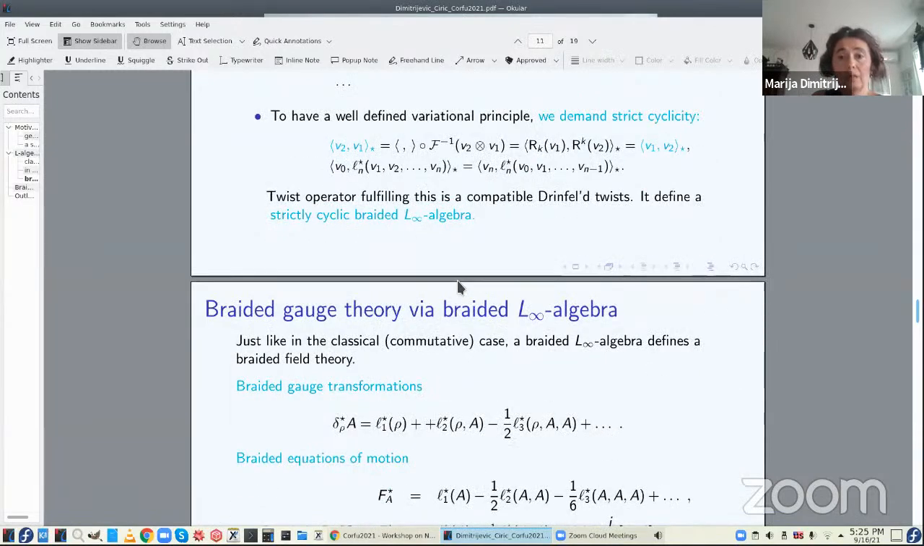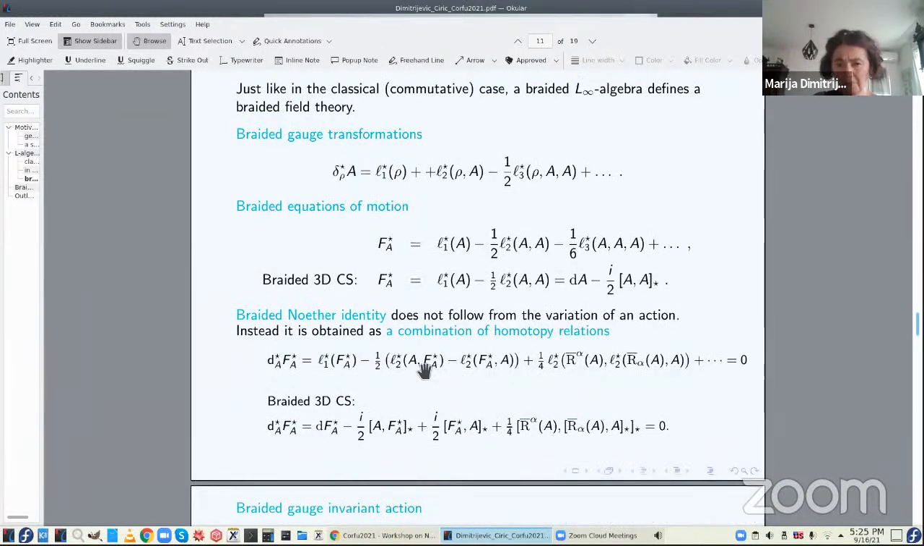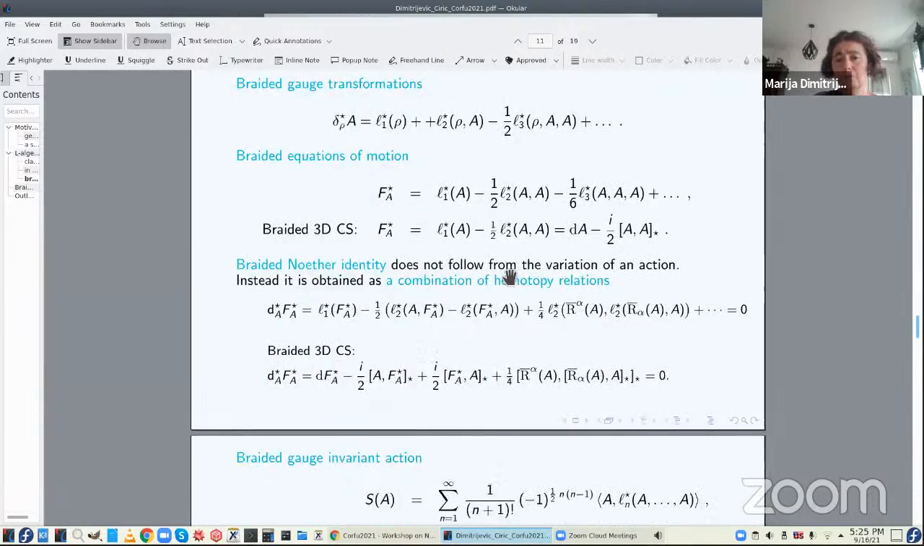It's similar to this. The braided gauge theory is now defined in the same way as the usual field theory. We just put star brackets. So we have braided gauge transformations, braided equations of motion, braided Noether identities. They're a bit different, because now they don't follow from the symmetry of the action, from the variation of the action, but they're essentially a combination of homotopy relations, a non-trivial combination of homotopy relations.